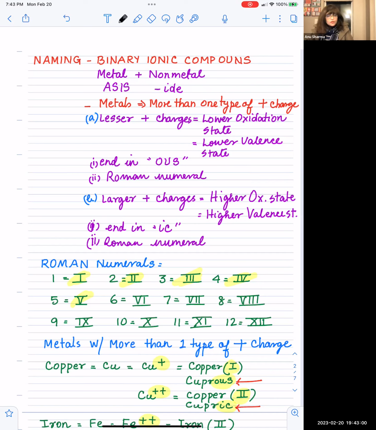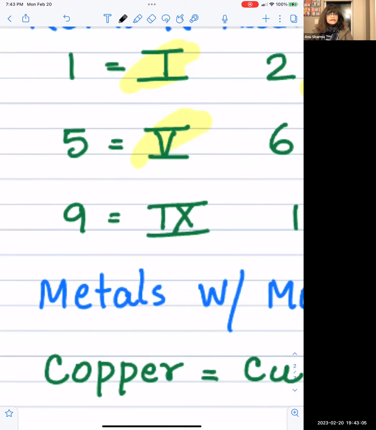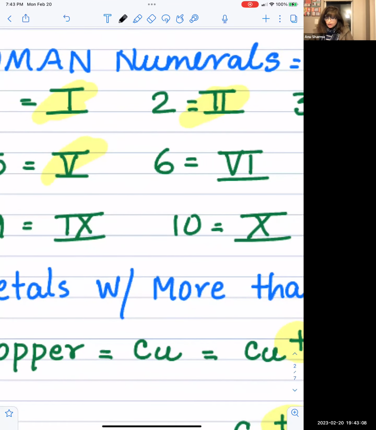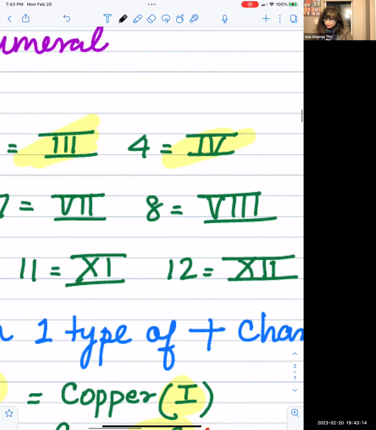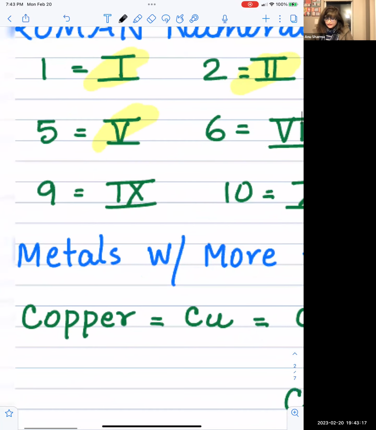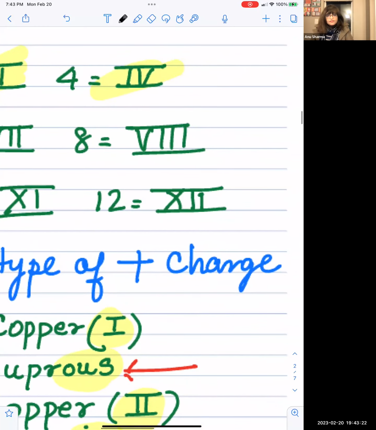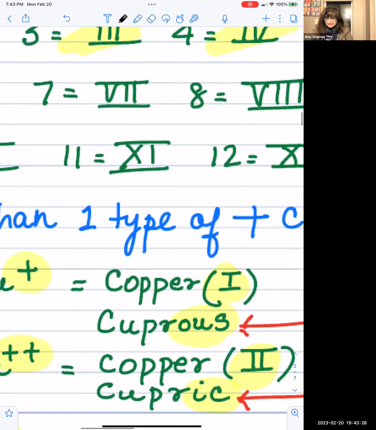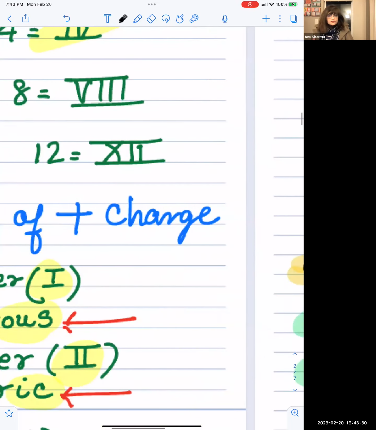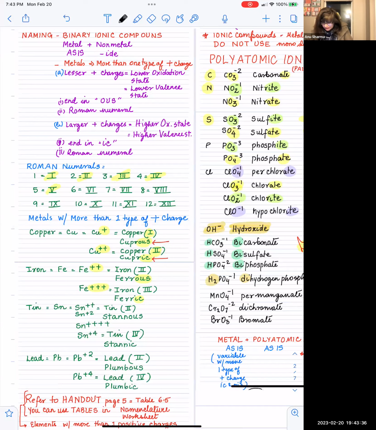Okay, or you can also name them by the Roman numerals. Now, what are the Roman numerals? Here, 1 we write as I, 2 is 2 I's, 3 is 3 I's, 4 is I and a V, 5 is a V, 6 is V and I, 7 is V with 2 I's, 8 is V with 3 I's, 9 is I and X, 10 is an X, 11 is X and 1, and 12 is X with 2 I's. So this is the way we write these. This is how we write these Roman numerals.